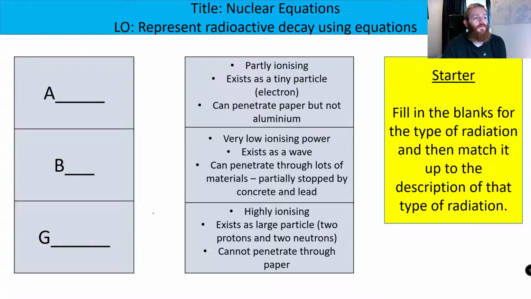Okay, let's go through those then dead quick. The first one is alpha decay, the next one is beta decay, and then finally we've got gamma decay at the bottom. After you fill those in, I want you to match them up to the descriptions on the right hand side. So that is the description of alpha decay.